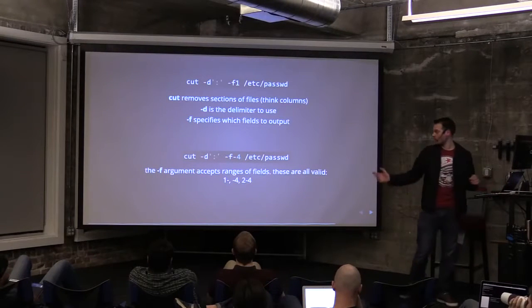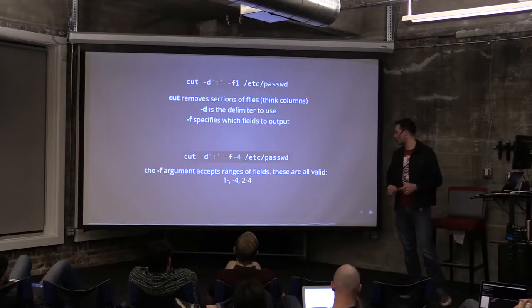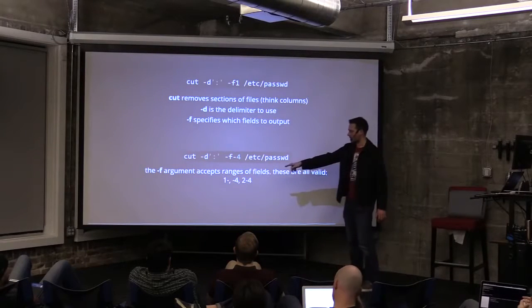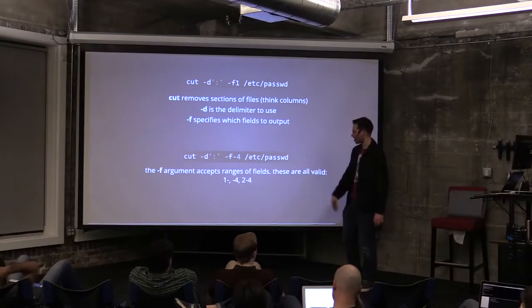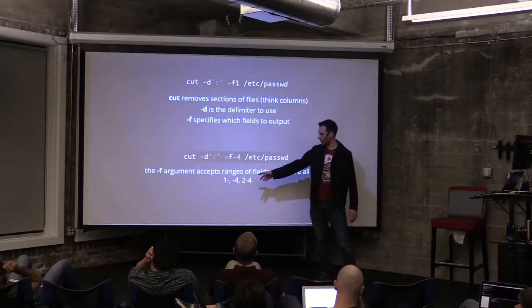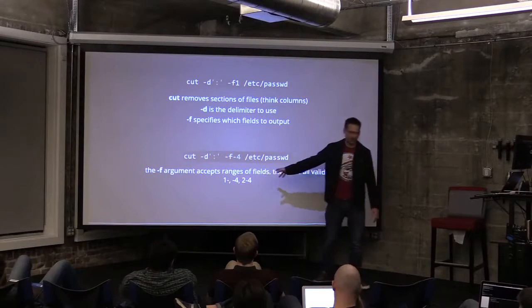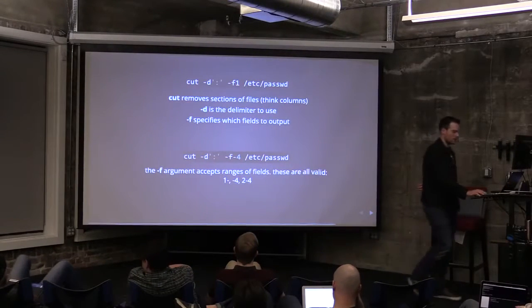You can supply a range of fields to -f, so these are all valid. The first one is the first field until the end. The second one is the first through the fourth, and then you could do the second through the fourth. There are ranges.